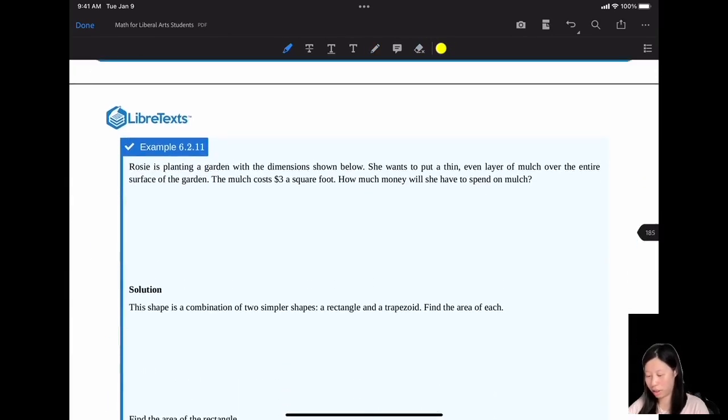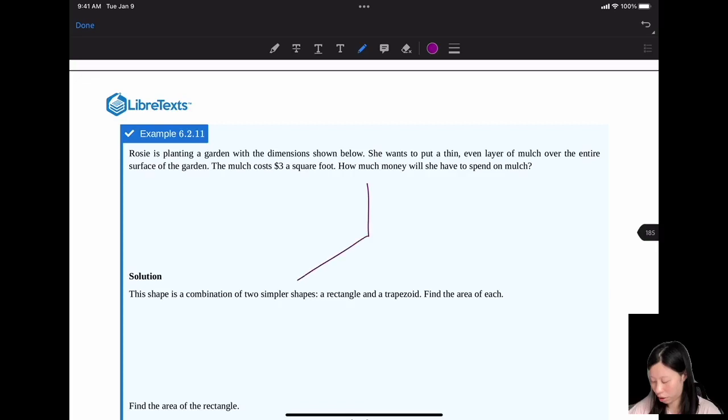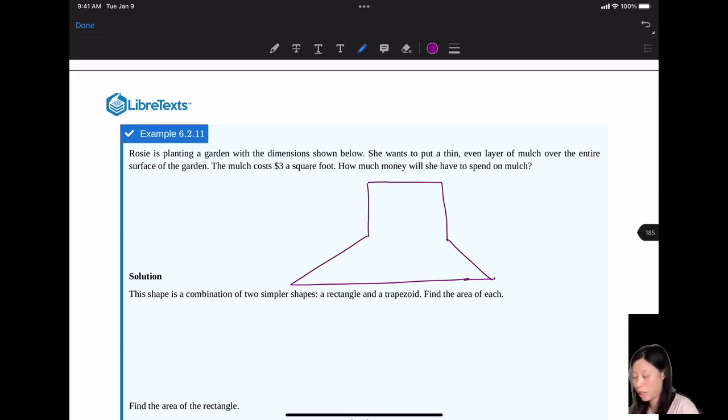So now let's do another example. Rosie is planting a garden with the dimensions shown below. Let's say she has a rear garden. She wants to put a thick, even layer of mulch over the entire surface of the garden. The mulch costs $3 a square foot. How much money will she have to spend on the mulch?